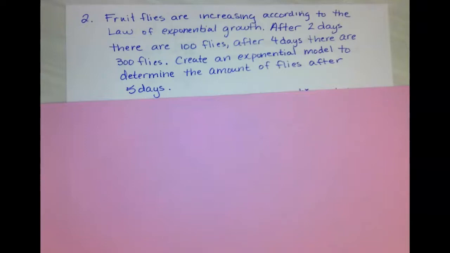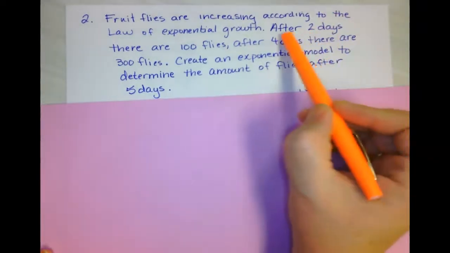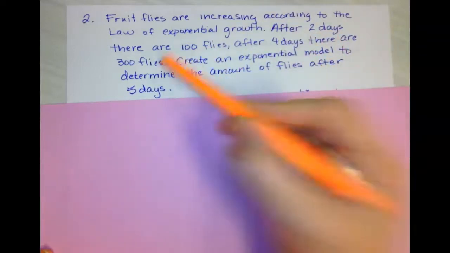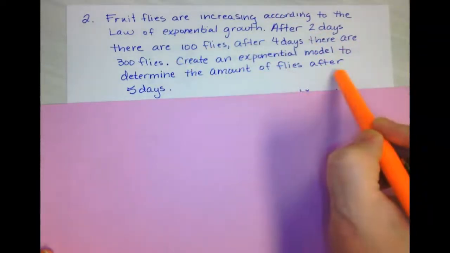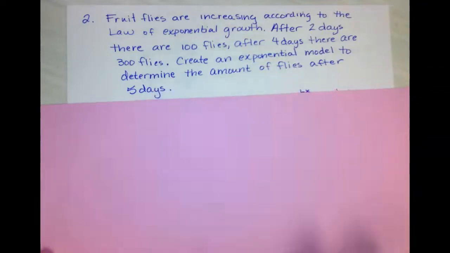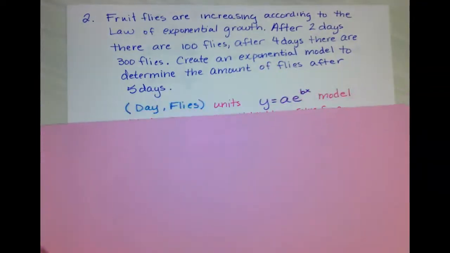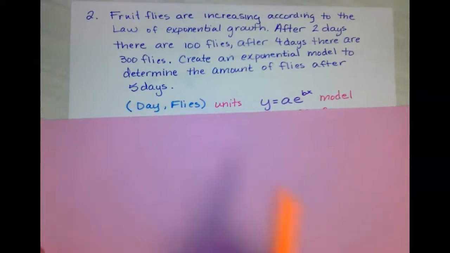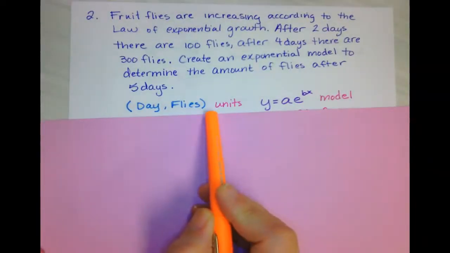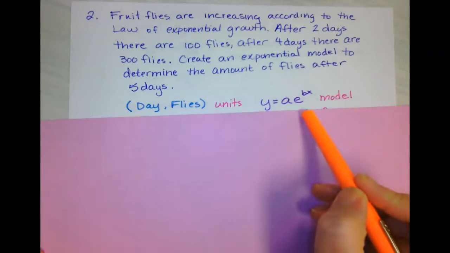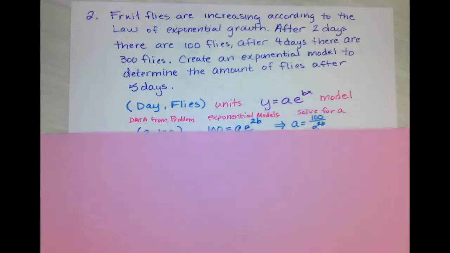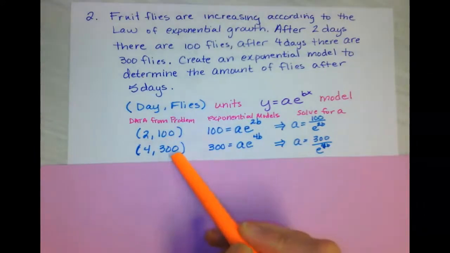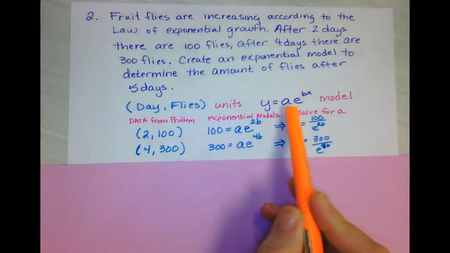All right, so a couple of things here. Hopefully you can see we have some data points here. 2 days, 100 flies, 4 days, 300 flies. We're trying to calculate the amount of flies after 5 days. So this is exponential growth. So the units that we're using are days and flies. I always usually write that down so I don't forget once I get deep into a problem. And the model is a growth model, so I'm using that particular model. So what I'm going to do is take my 2 data points, and I'm going to create an equation using that growth model.